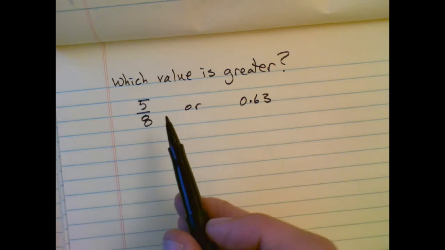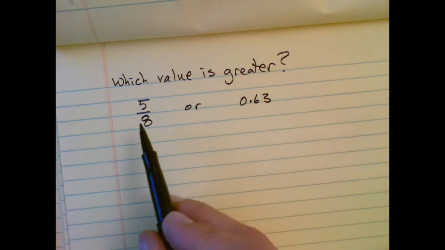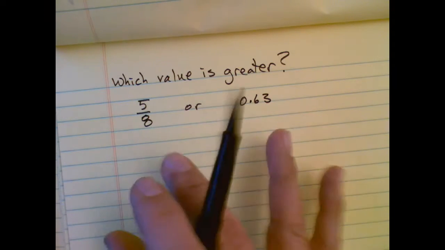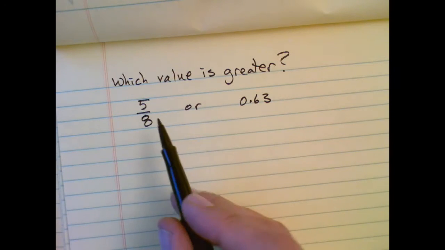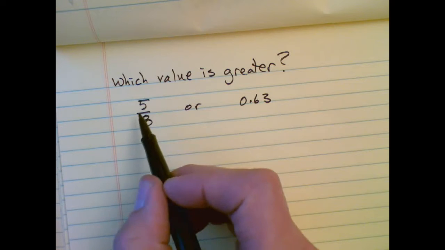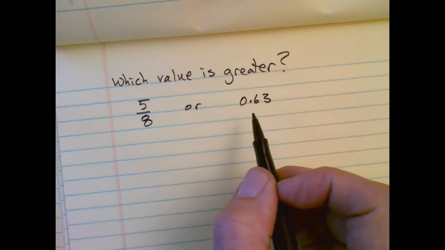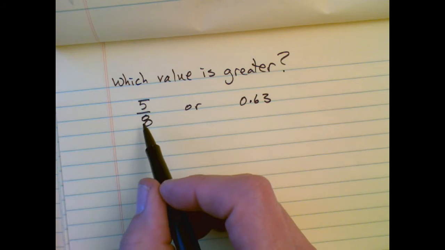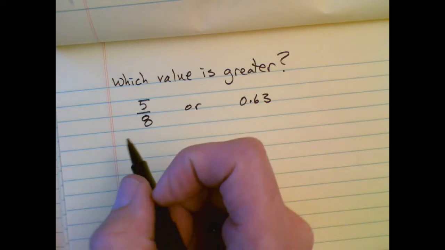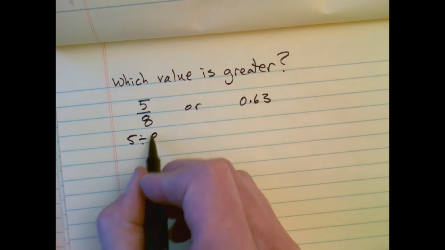Now, I can either make this fraction look like a decimal, or I can make this decimal look like a fraction, and then I would have the same thing to compare, because that's my problem right now, they're two different forms. I'm going to choose to change this fraction into a decimal, and then I'll compare a decimal number to a decimal number. And how do I change a fraction into a decimal? I divide. So specifically, I'm going to divide 5 divided by 8.